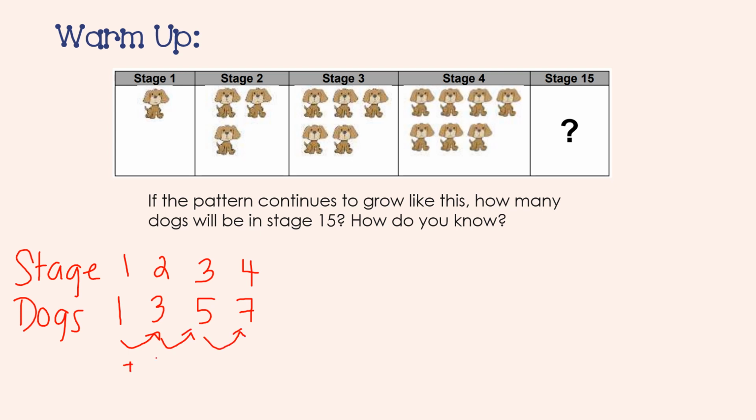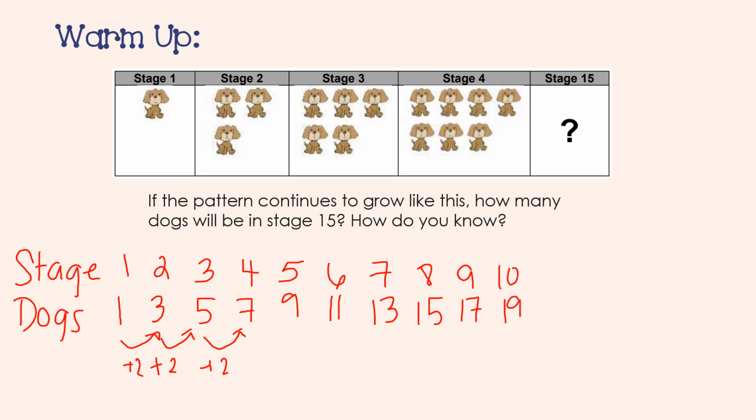So we need to keep adding 2 dogs until we get to that 15th stage. So stage 5 will have 9 dogs. Stage 6 will have 11 dogs. Stage 7 will have 13 dogs. 8 will add 2 more, so that will be 15. 9 will be 17. 10 will be 19. 11 will be 21. 12 will be 23. 13 will be 25.